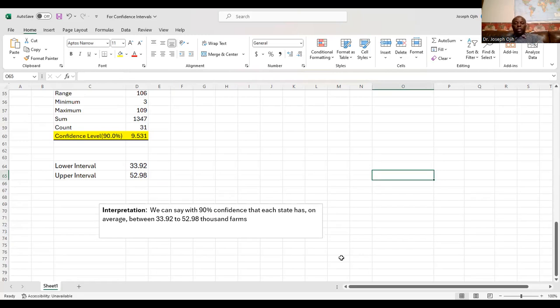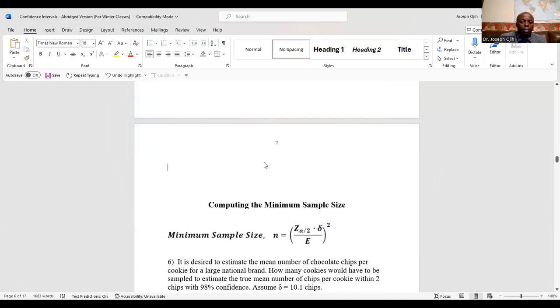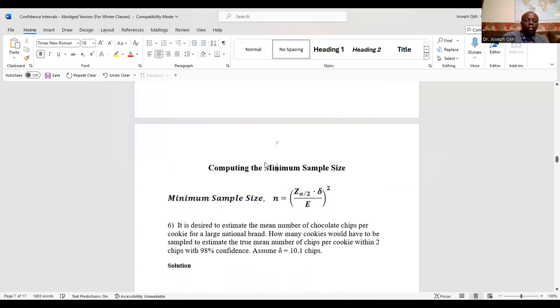Now, any question on this? Good, there's no question. Okay, now we can move on to the next stage, which will be calculating the minimum sample size.